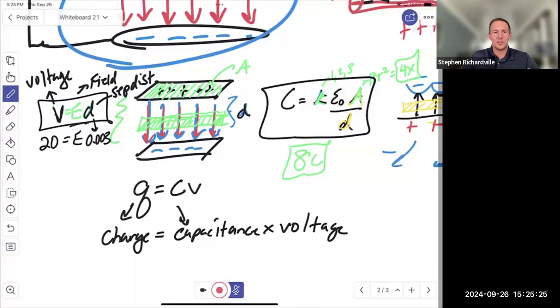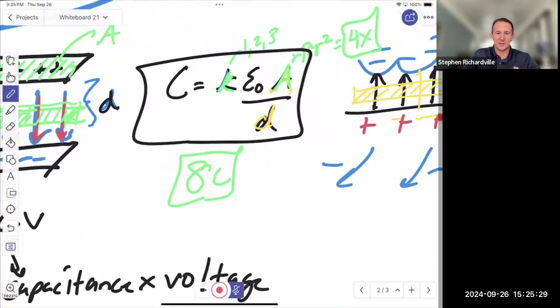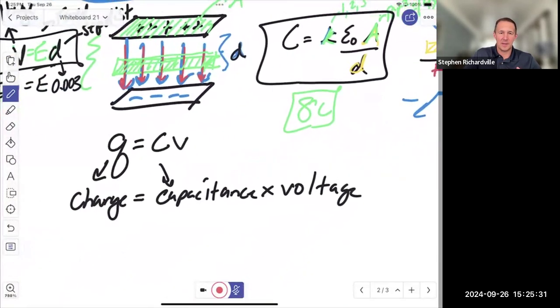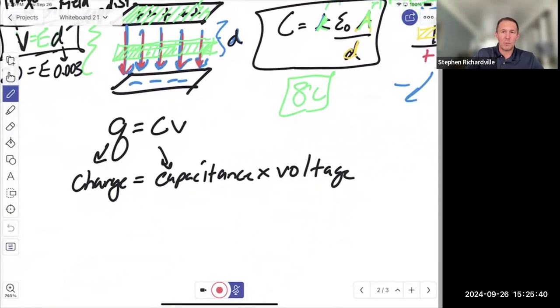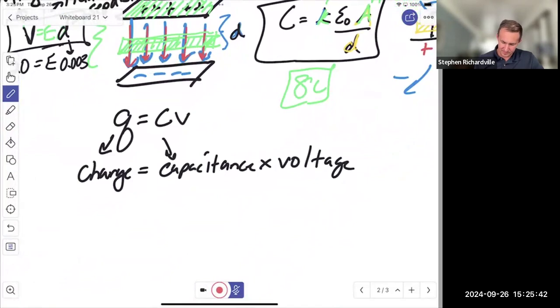You got your voltage equals field times distance. You got your capacitance defined. That's capacitance defined. And you got this guy. So this is kind of cool. If you know the capacitance and you know the voltage, you know the charge. How about one more equation? Energy. We talked earlier about the ability to store energy.